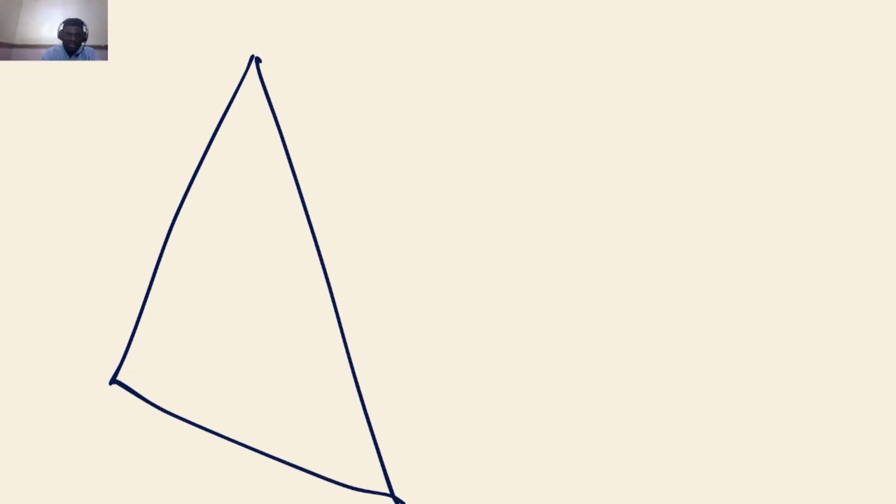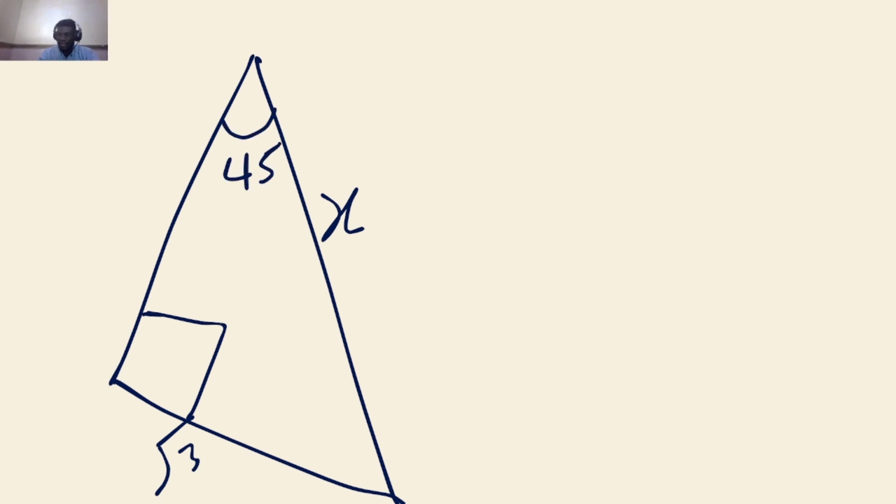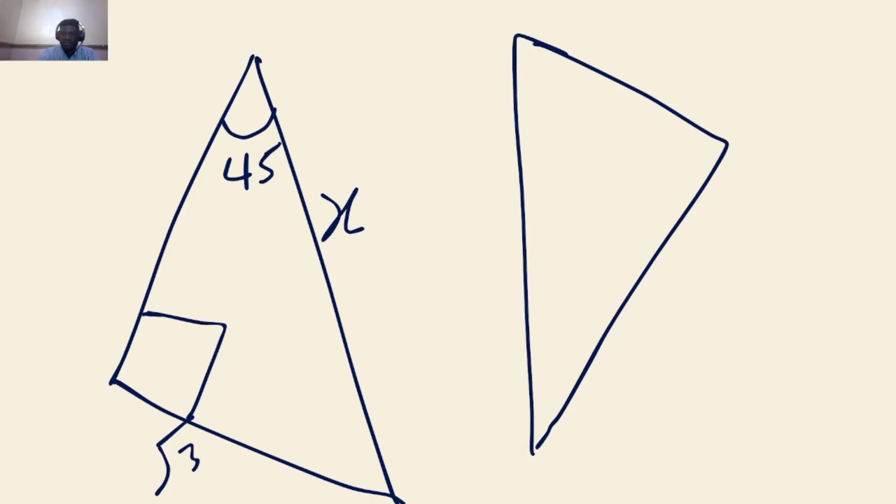So over here, you redraw. Your first triangle would be something like this. The right angle is here. This is root 3, this is x, and here is 45. Then the second triangle is something like this. Here is your right angle. Here is 60. Here is also x. Then here is y. So I'm looking for x and y.